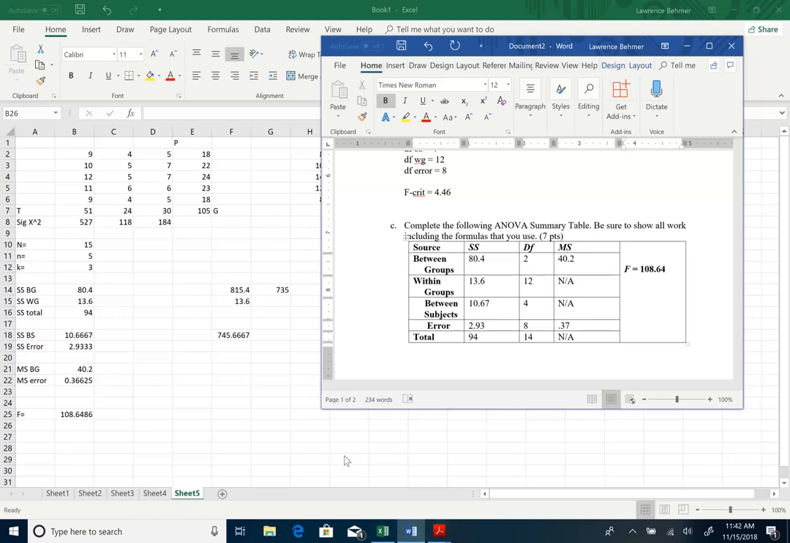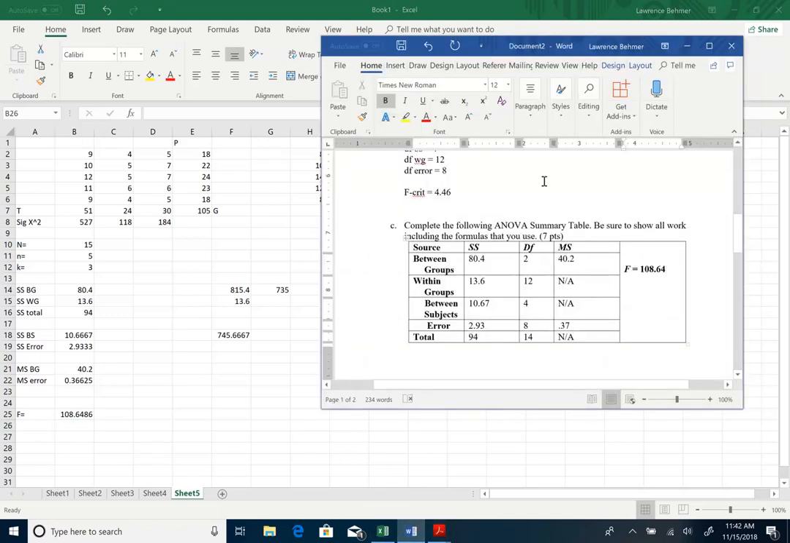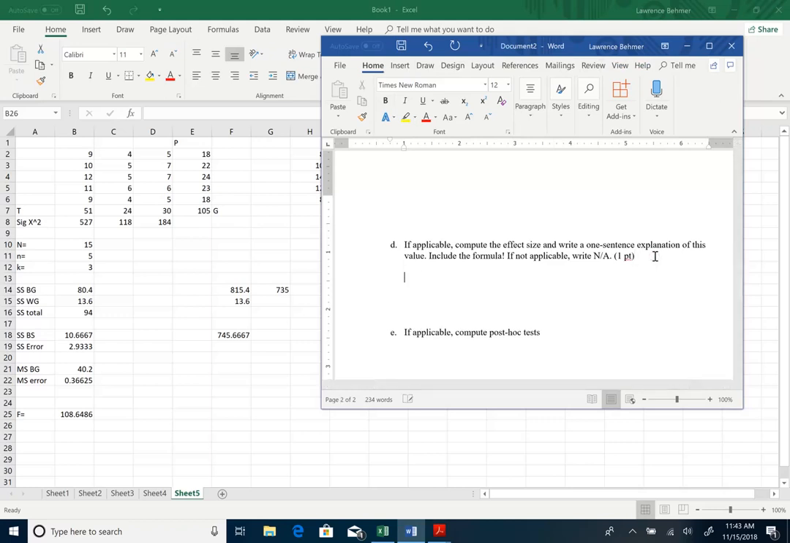So now we have to make a decision, right? Our critical value is 4.46. Our obtained F statistic is 108.64, right? So I think we're going to go ahead and reject the null here, don't you think? Yep. Reject the null.